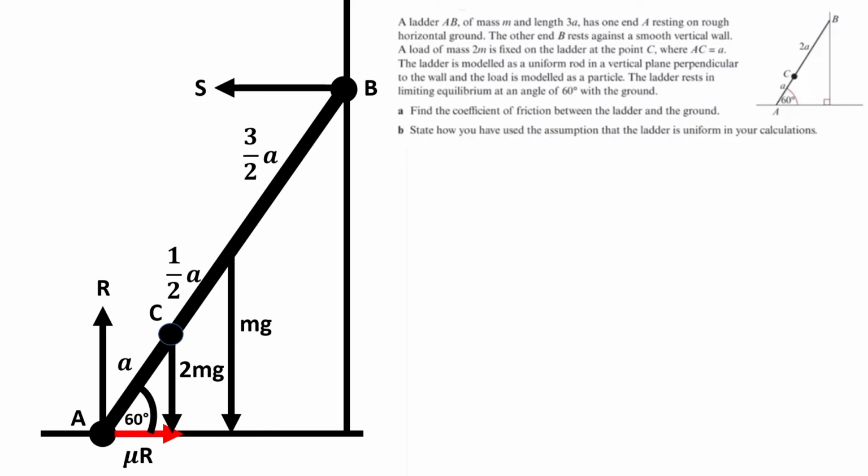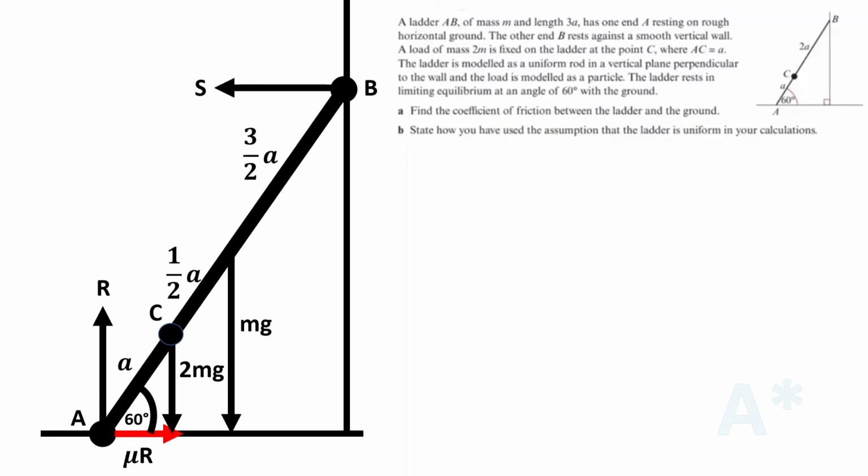We're asked to find the coefficient of friction between the ladder and the ground. So let's go ahead. The coefficient of friction between the ladder and the ground is mu. Just like in the previous question, we need two things to find mu. We know that mu R is going to be the same as S, the reaction force coming out of the wall. That's not enough. I also need to find R, so I can cancel out R and I'll be left with mu.